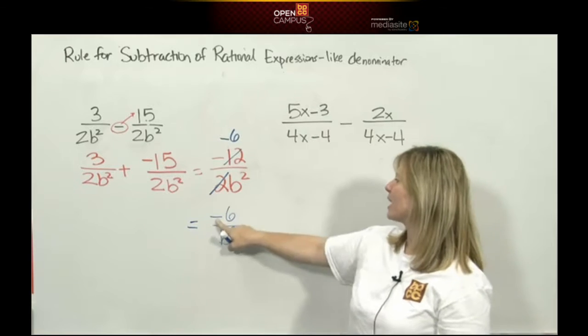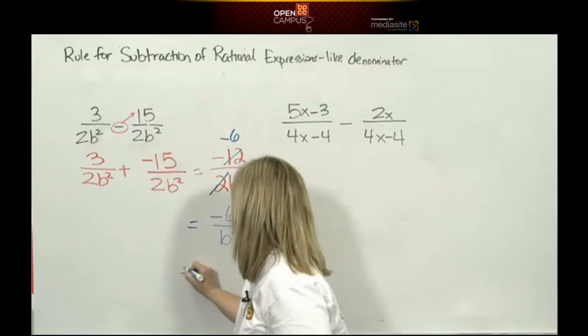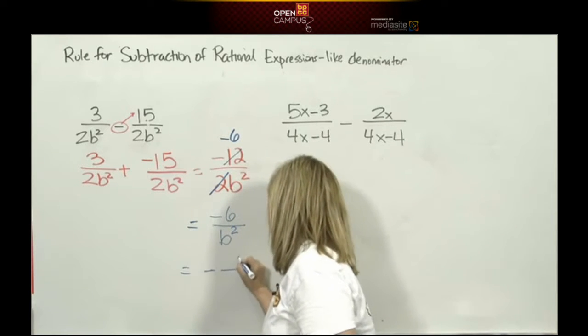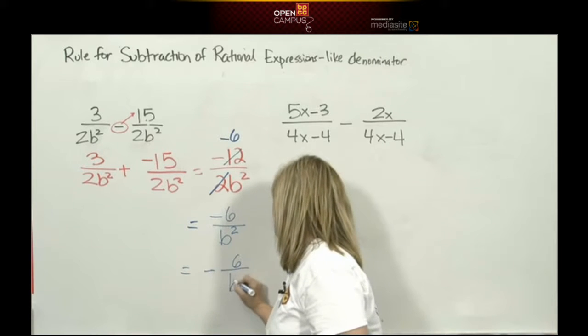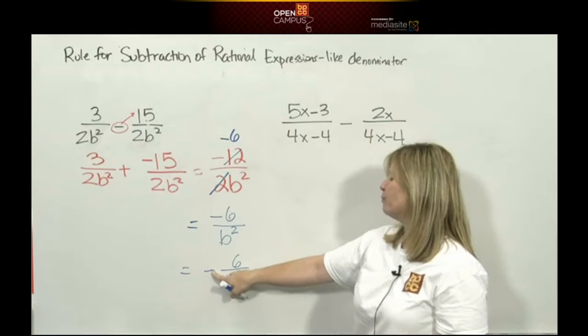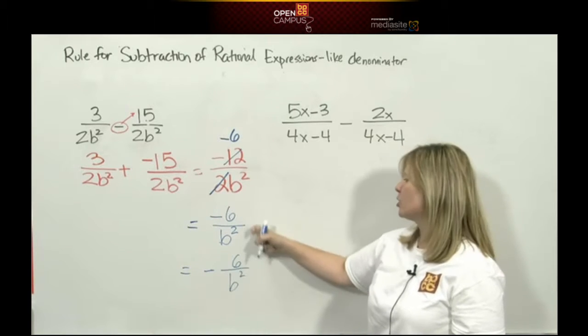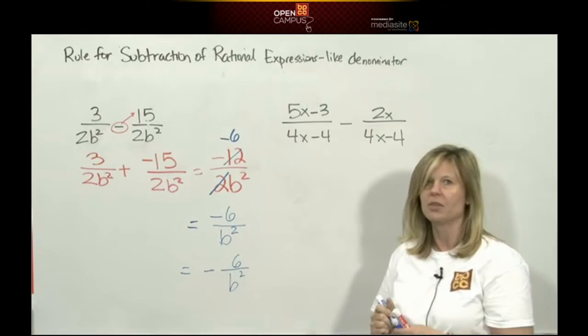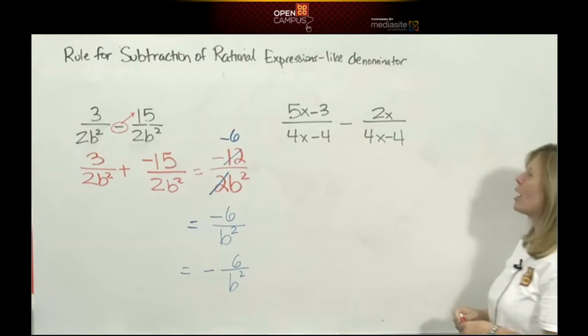If you don't like the negative in the numerator, you can write it in the middle of the fraction bar as a negative 6 over b squared. And we've already discussed this. That negative in the middle floats to the top. So these two expressions mean the same thing. Okay, let's try one more.